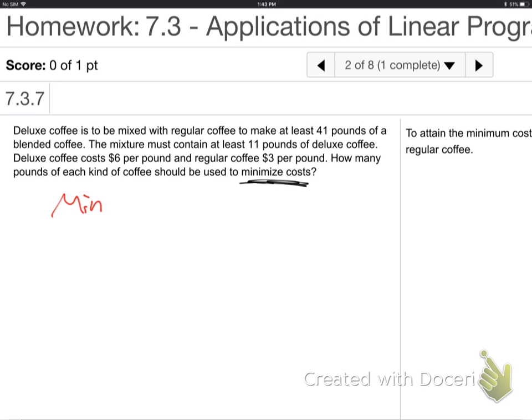Now, where's cost? Where does it say cost? Regular costs $3 per pound, and deluxe is $6 per pound, so that's going to be 6D for deluxe, 3R for regular. You can use X and Y, but I think it's easier to use meaningful letters. D for deluxe, R for regular. See how I came up with that? That's what we're trying to minimize.